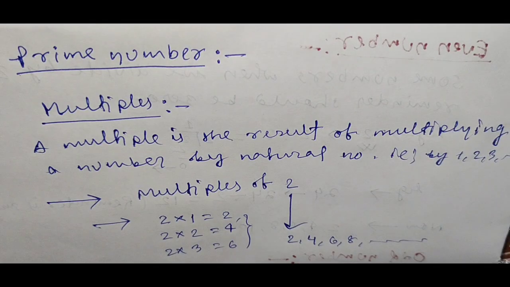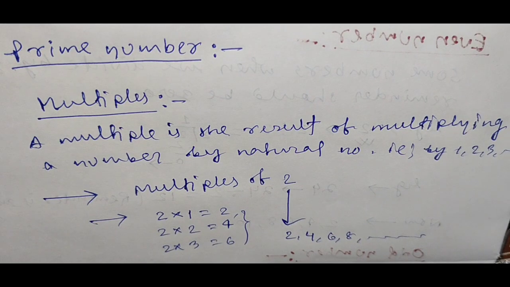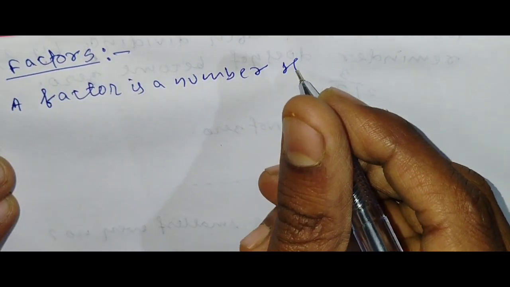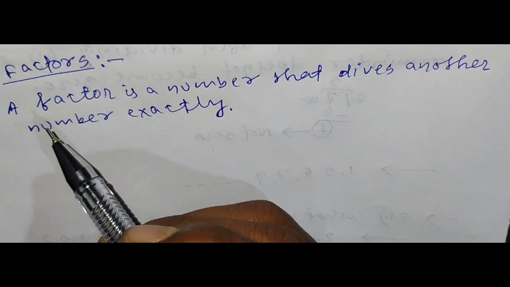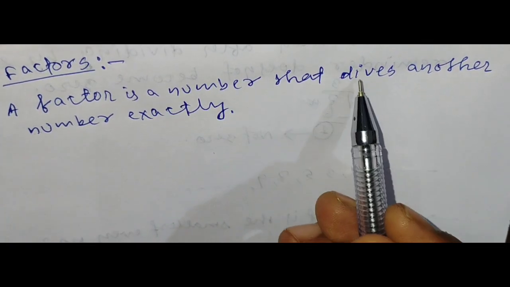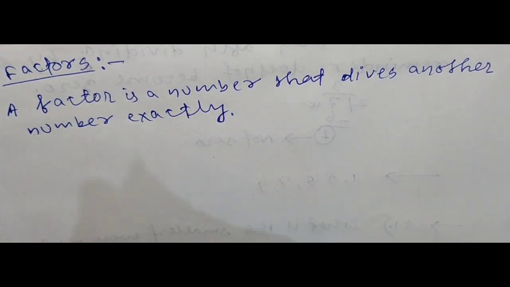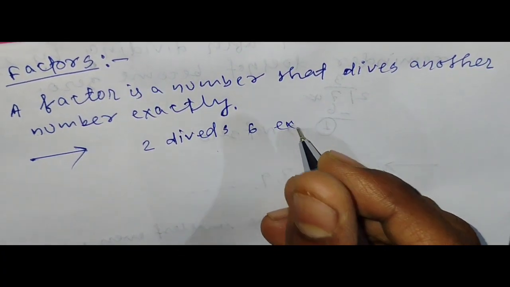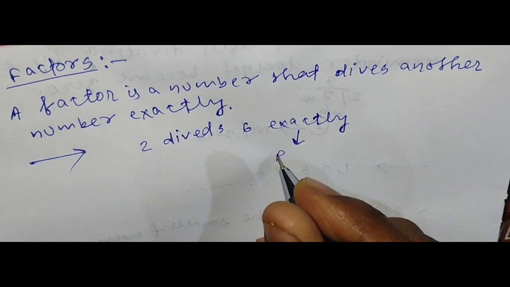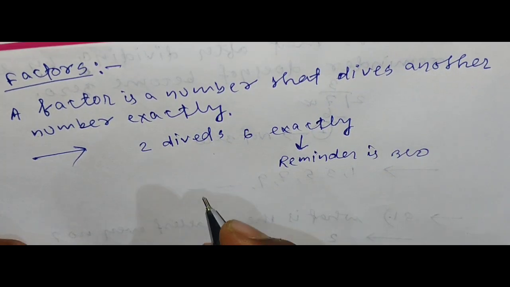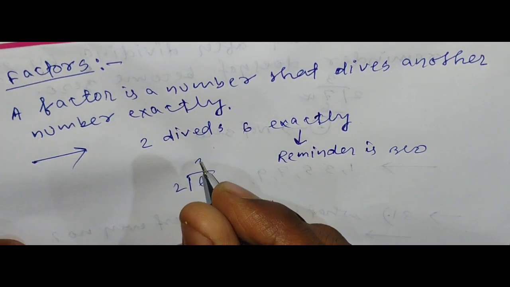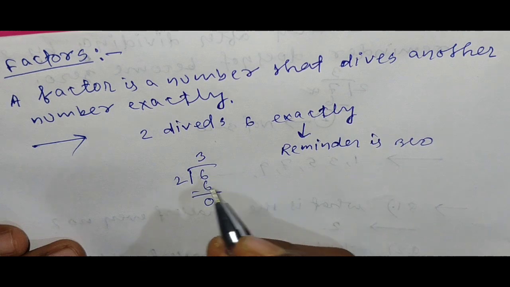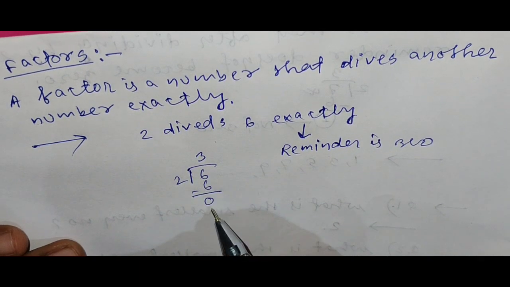After knowing multiples, we must know factors. So what is a factor? A factor is a number that divides another number exactly. It means 2 divides 6 exactly. So what does exactly mean? The remainder should be 0. If we divide 6 by 2, 2 3s are 6, our remainder is 0. When our remainder is 0, then we say 2 divides 6 exactly.